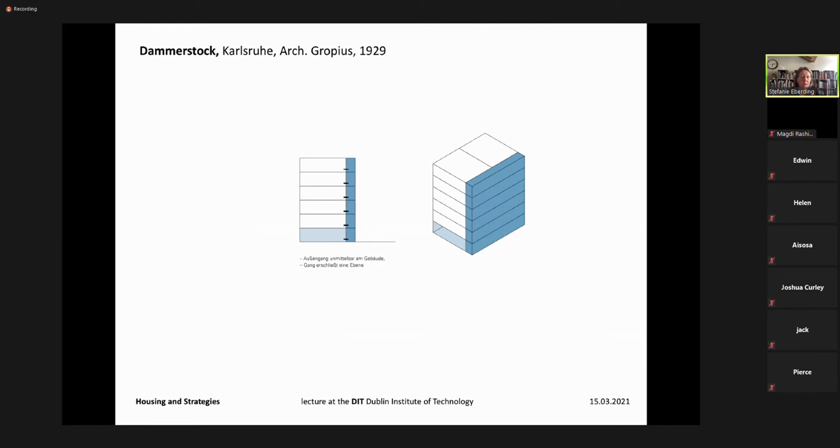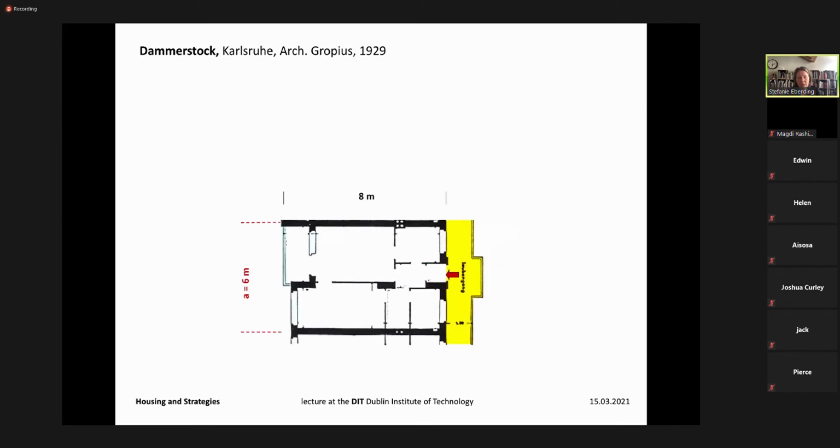So now we come to the outside corridors. In Germany we have a special term. I don't know if you have that term or a similar term in English. We call it Laubengang, the outside corridor. So what do you have to look at when you're planning an outside corridor? The advantage is you have light from both sides.